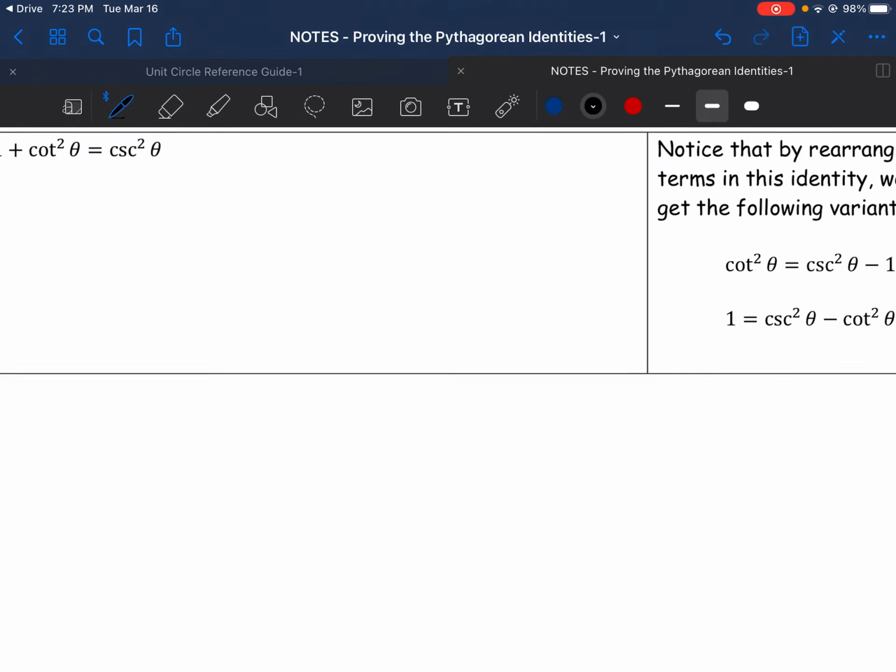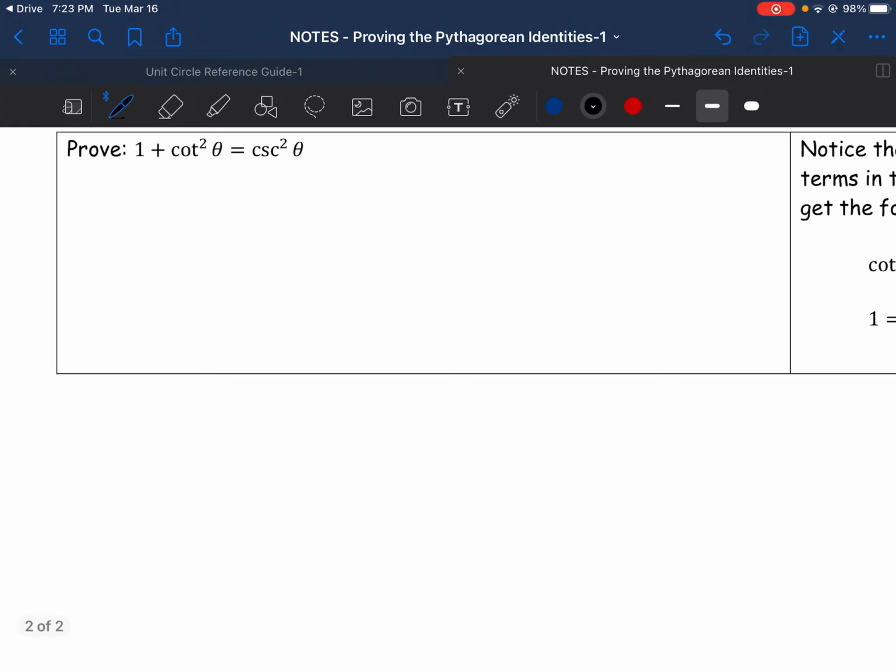And once again, I'm going to start it the same way. We already showed sine squared of theta plus cosine squared of theta equals 1. Now, let's think about this, and we're going to use a very similar technique. We want the right side to be a cosecant squared. Well, we're only going to get a cosecant if we do 1 divided by sine. So if I do 1 divided by sine squared, I'll get a cosecant squared. So let's divide everything by sine squared of theta.